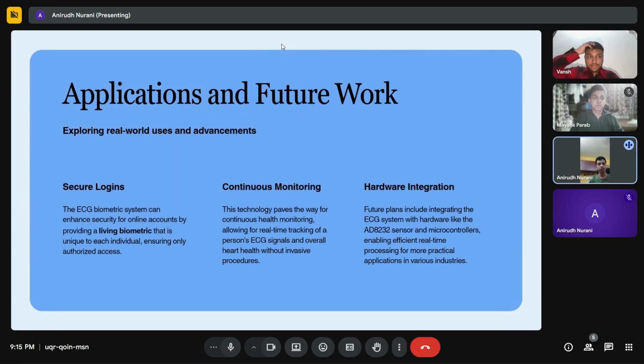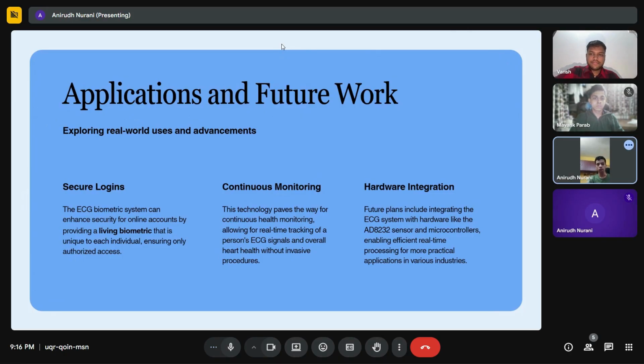Now, coming to the applications, this system can be used for secure logins in personal devices, access control in sensitive environments, continuous identity verification in healthcare, and wearable devices that combine authentication with heart health monitoring. The advantages include high security due to liveness detection, adaptability to signal variation, and continuous real time verification capability.